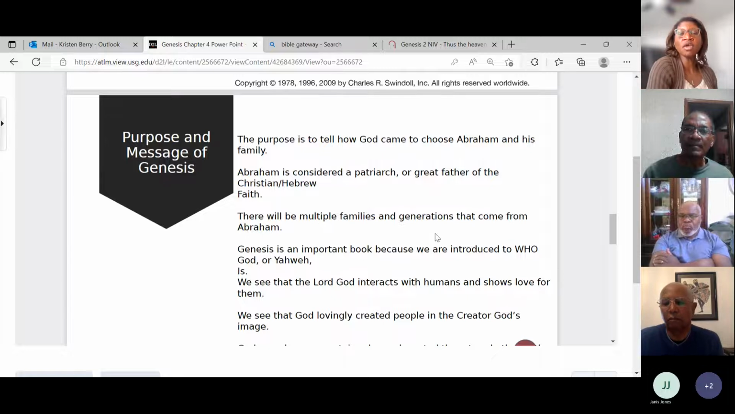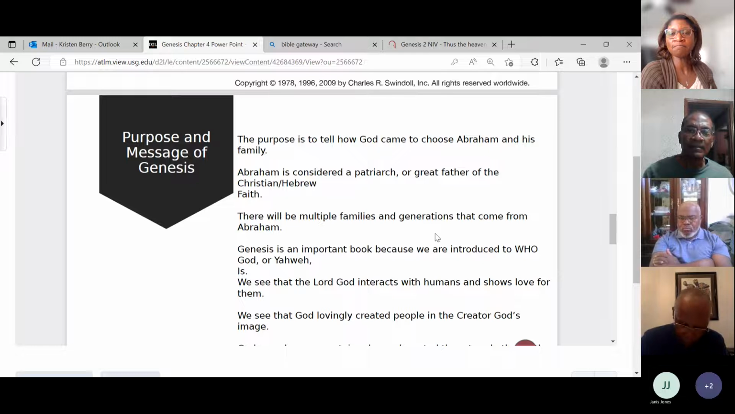Genesis is an important book because it introduces us to who God is. Jot that down. Who God is. Another word that we will also see for the creator God is Yahweh.